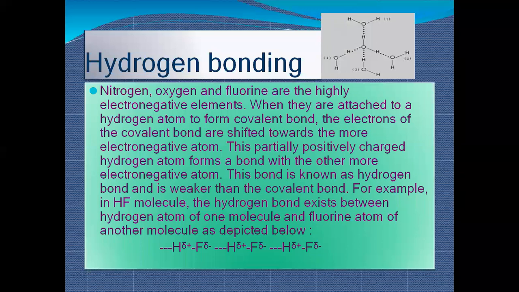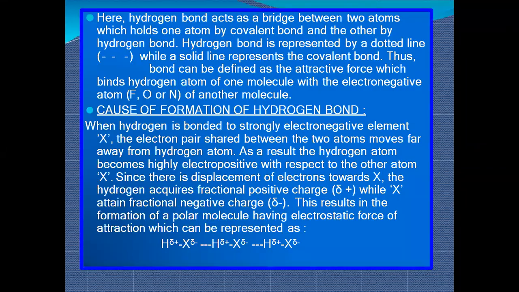Since we know that opposite charges attract each other, this is a kind of attractive force exerted by the electronegative elements on the hydrogen of another molecule. That results in the formation of a bond, you can say an attractive bond, which is known as hydrogen bonding, and it is quite weaker than the covalent bond.